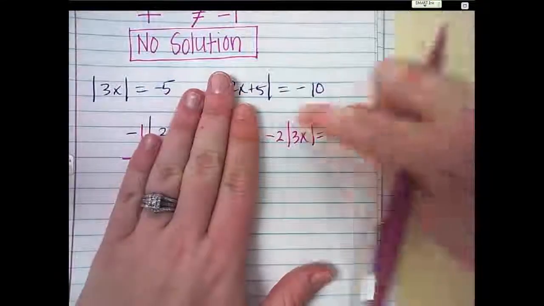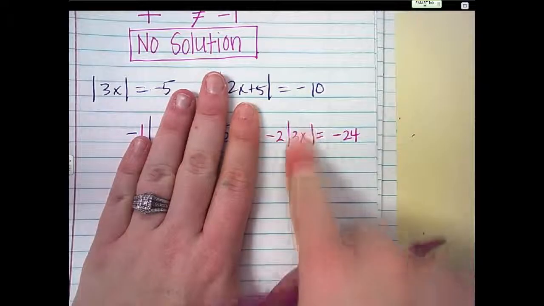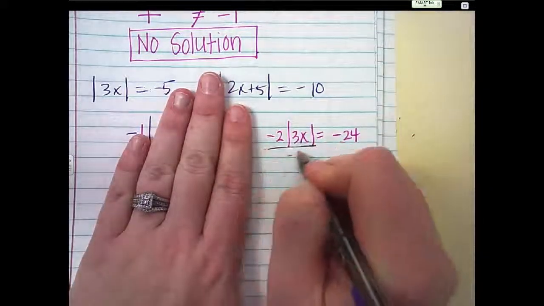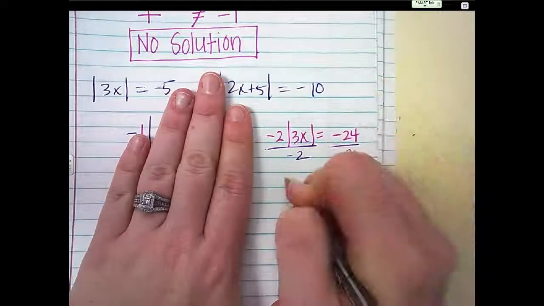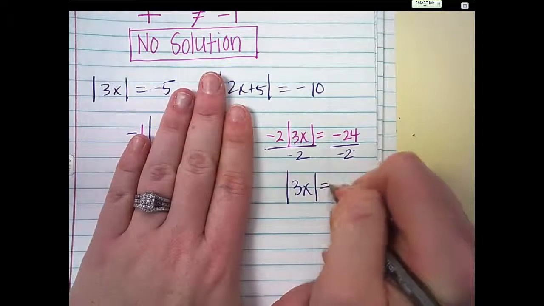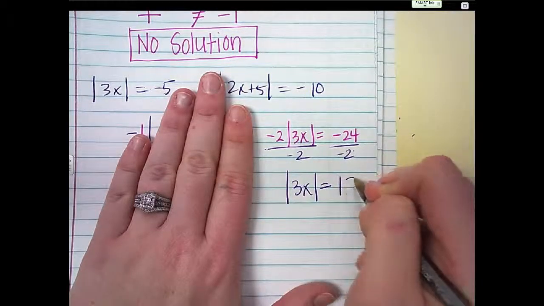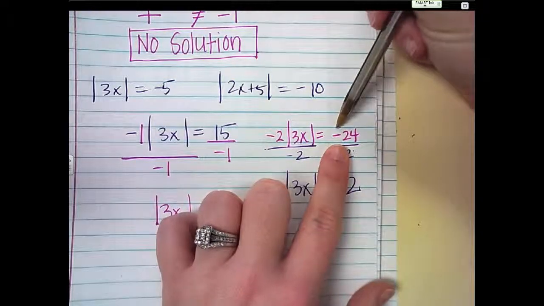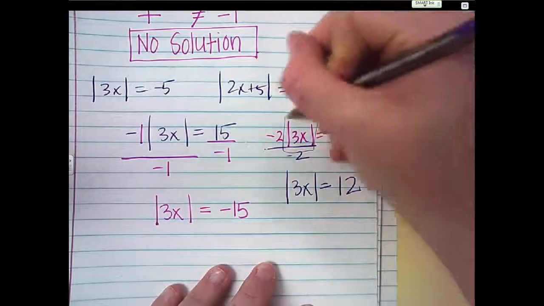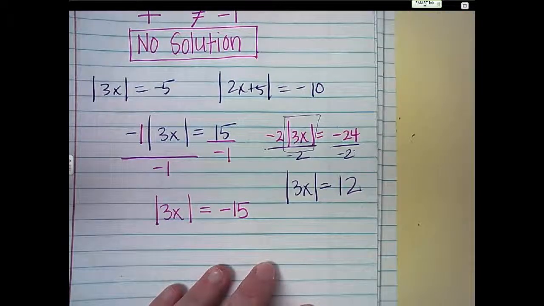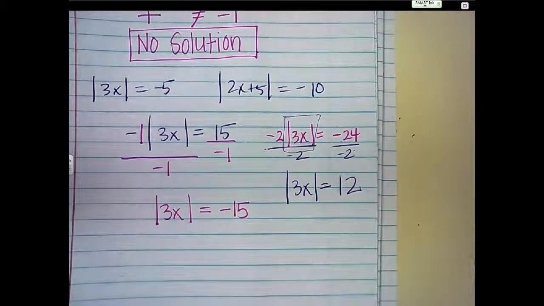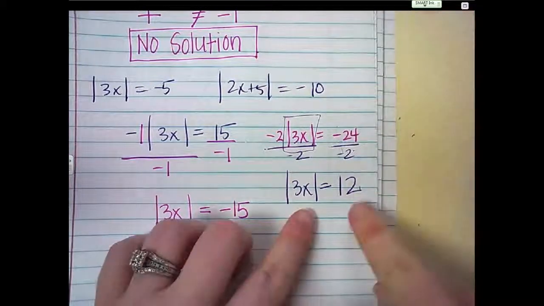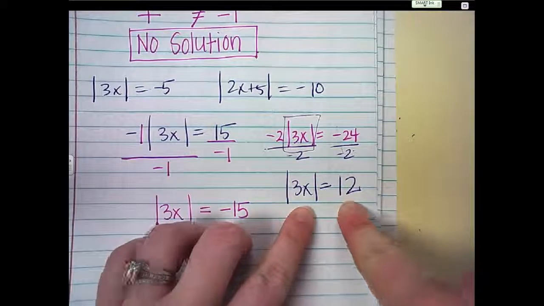Okay, look at this one right here. What do I do to get the absolute value by itself? Divide by -2. So I get absolute value of 3x equals what? 12. So this I can still solve. So just because there's a negative over here does not mean there's no solution. It's once the absolute value is isolated. That makes sense? Okay? So you can't just jump to it and say, oh, I see a negative, no solution. No, because this negative cancels out this negative. Now I can solve.